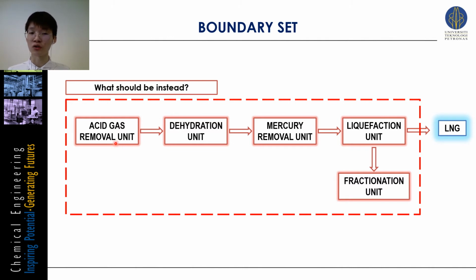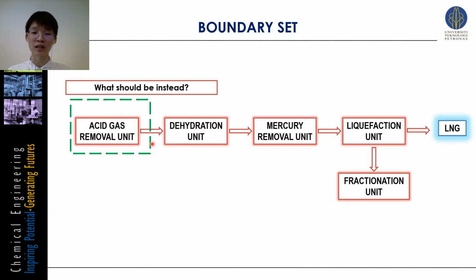Instead, what it should do is the boundary set should be at the AGRU. This is because if let's say we are setting at this whole region, there are a lot of process difficulties that could happen in between. And it means that our benchmark, if we are going for the whole, will be inaccurate. So instead, we should just focus on the AGRU boundary set only.